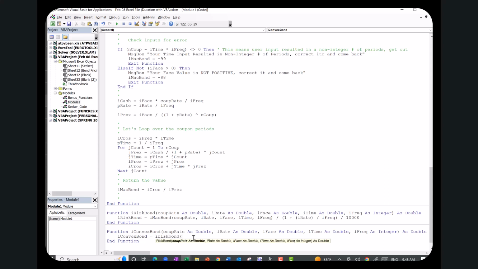iRisk bond, coupon rate, iRate, iPhase, iTime, and iFrec. I'm doing this only because if I had written the whole thing in one line, some of that would have become invisible.